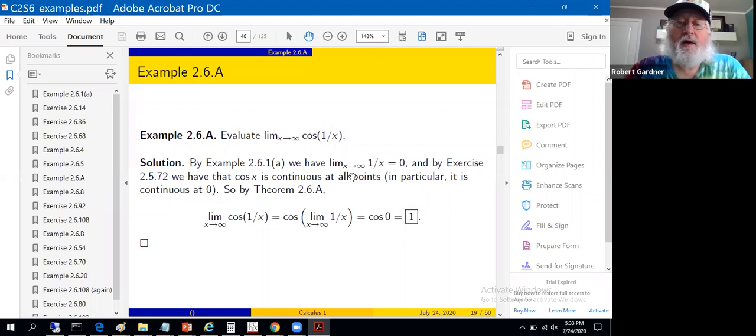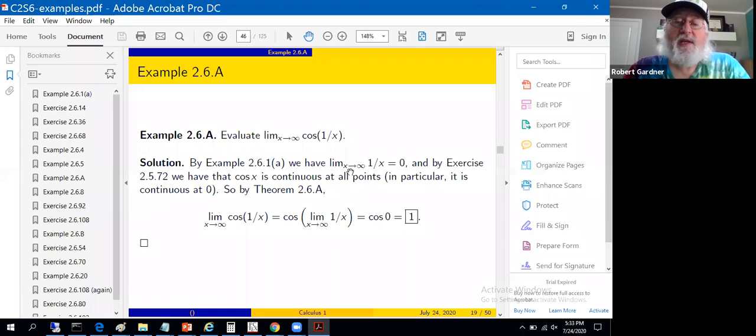We know the limit as x approaches infinity of 1 over x equals 0. We proved it. We've shown, I think it was exercise 2.5.72, that the cosine function is continuous everywhere. Of course it is, you know that from your previous experience, but we justified it with calculus. So in particular, cosine is continuous at 0.